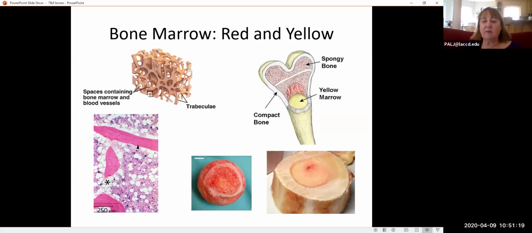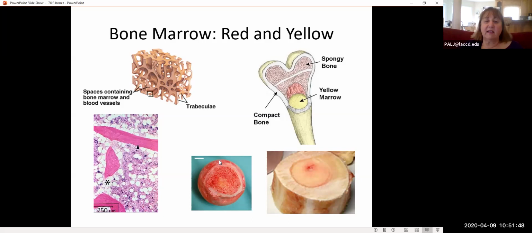So here's a side-by-side comparison of two different areas of the same bone. Both of these are pictures taken from a femur. On the right, we have a cross section going through the diaphysis of the femur. You can see all the compact bone. There's a little bit of spongy bone, and there's this huge medullary cavity filled with this yellowish stuff and just a little bit of reddish stuff. So that's the yellow bone marrow.